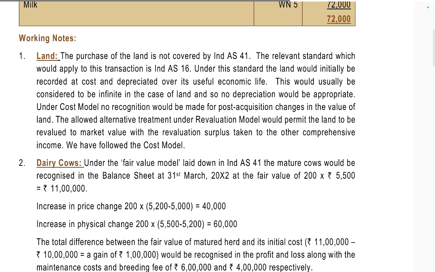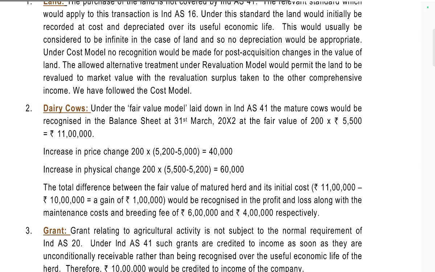No recognition would be made post-acquisition for changes in the value of land. Ind AS allows an alternative treatment, the revaluation model, permitting the land to be revalued at market value for revaluation purposes. The surplus is taken to other comprehensive income; otherwise the cost model would be followed. Dairy cows are on the fair value model under Ind AS 41.